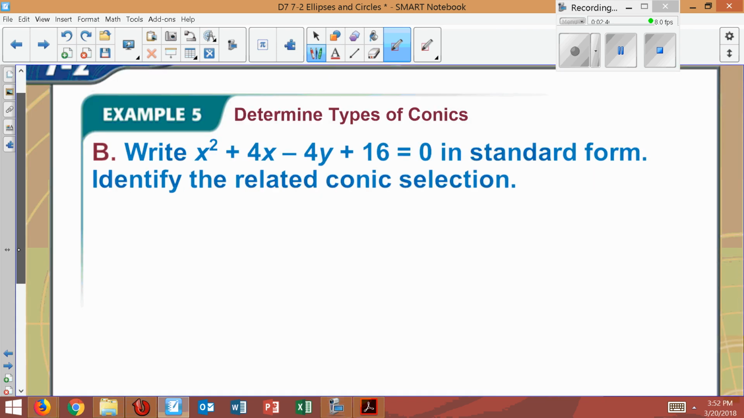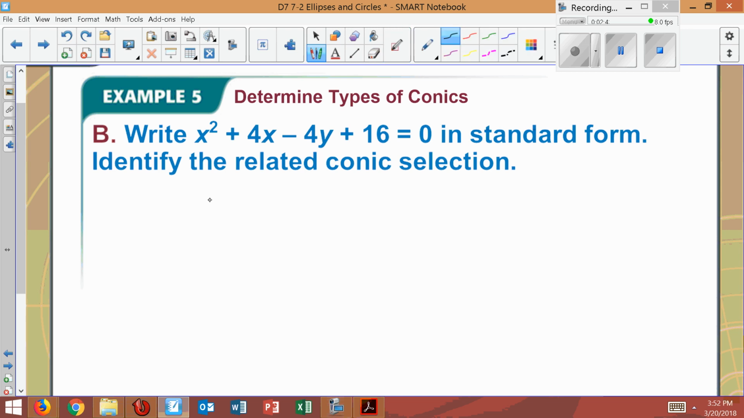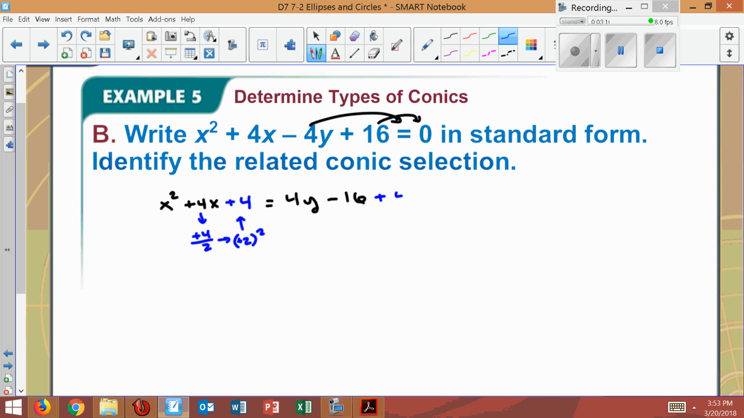Let's try part B. This time we're given this equation, so I have x squared, and this time I have a 4x, so I'll put a blank there after the x. Now I have a single y, so it's going to go over here, and so is this. So what I have instead is an equal sign, and that's going to be positive 4y, and now negative 16. I have nothing out here to divide by, so I'm going to start, and I divide this by 2, so positive 4 divided by 2, which is positive 2. You square that, which gives us plus 4 there, and you put a plus 4 there.